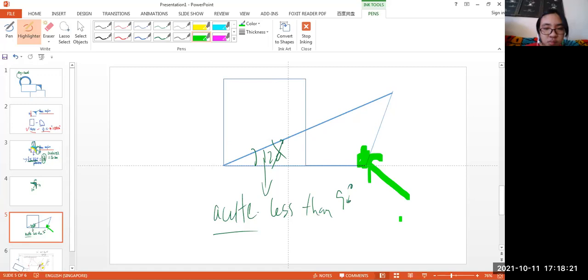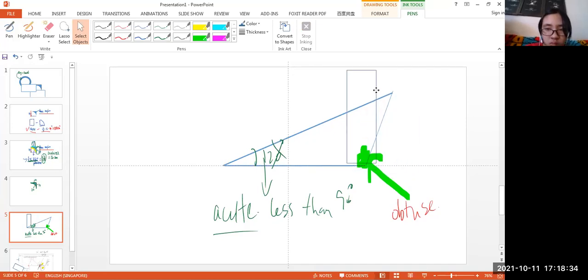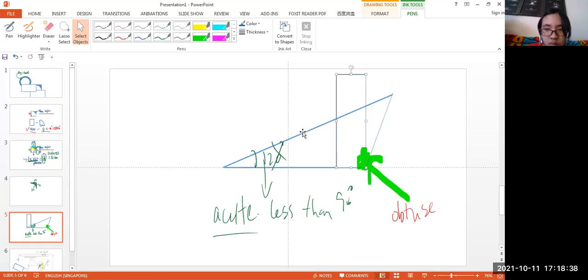Obtuse? Obtuse, why? More than. Yep. So what you can do, quickly use a ruler. Use one corner of the ruler, park it. You see it's more than? You see it's more than the 90?